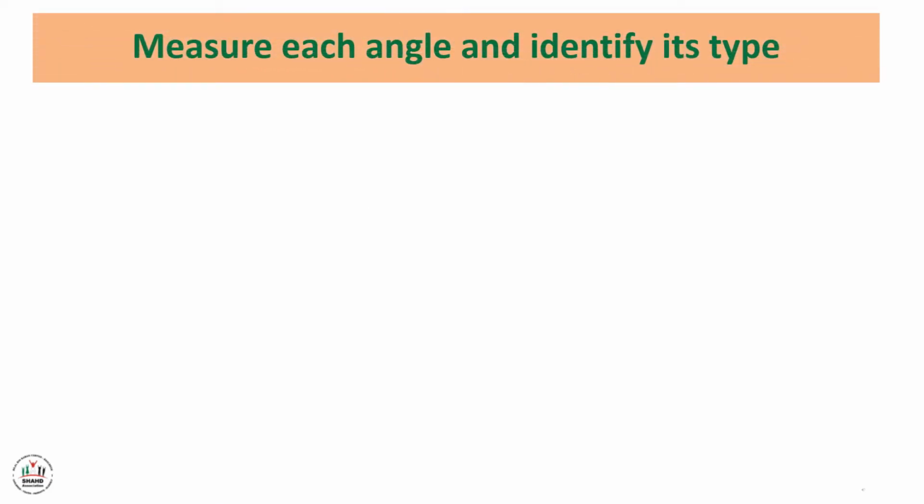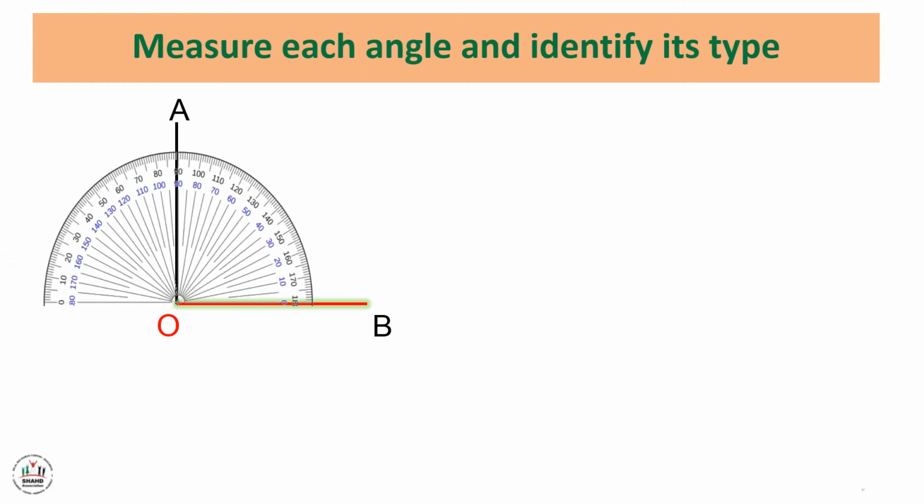Now measure each angle and identify its type. To measure this angle AOB or BOA, we put the center of the protractor on vertex O and the line of the protractor on side OB or side OA. I will choose side OB. So like this. We put the center of this protractor on vertex O and the line of this protractor on side OB.